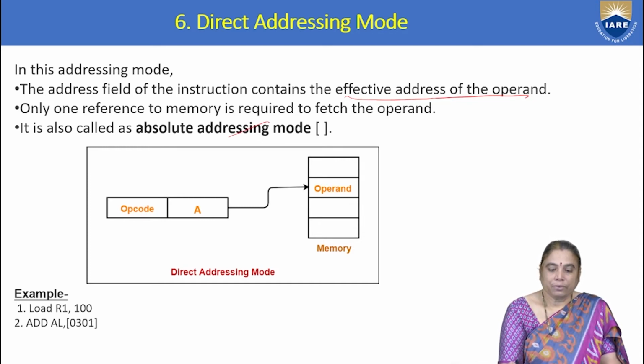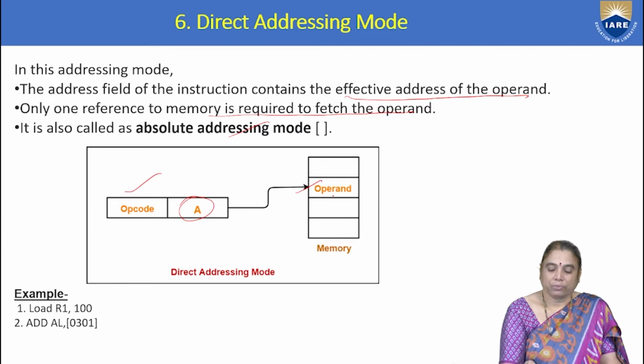Only one reference to the memory is required to fetch the operand. Why? Because the effective address is specified within the instruction itself. So here is the opcode, and here is the address. This is the effective address of the operand, where the actual operand has to be located in the memory.